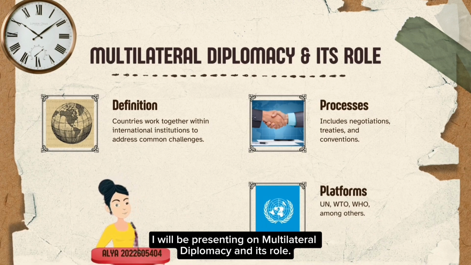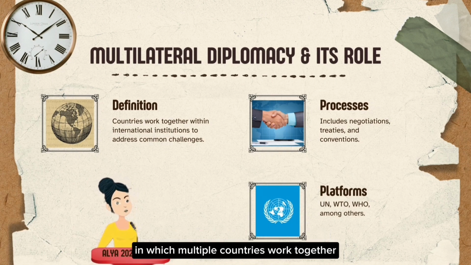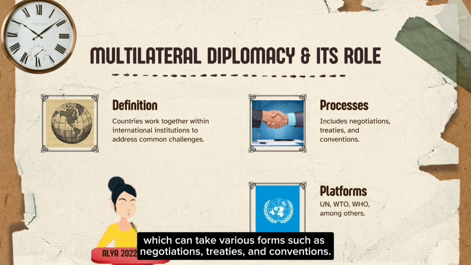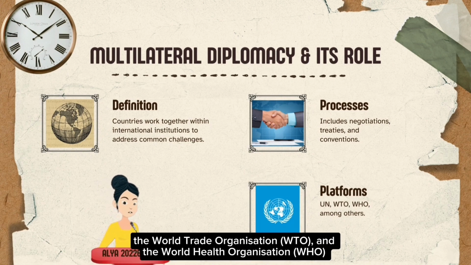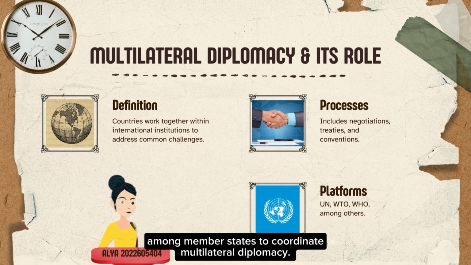I will be presenting on multilateral diplomacy and its role. Multilateral diplomacy can be defined as a diplomatic approach in which multiple countries work together to address common issues and challenges. To achieve this, the countries need to discuss together, which can take various forms such as negotiation, treaties, and conventions. International organizations such as the United Nations (UN), the World Trade Organization (WTO), and the World Health Organization (WHO) serve as important platforms for negotiation and cooperation among member states to coordinate multilateral diplomacy.